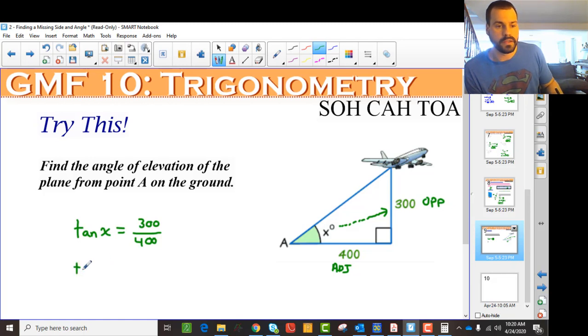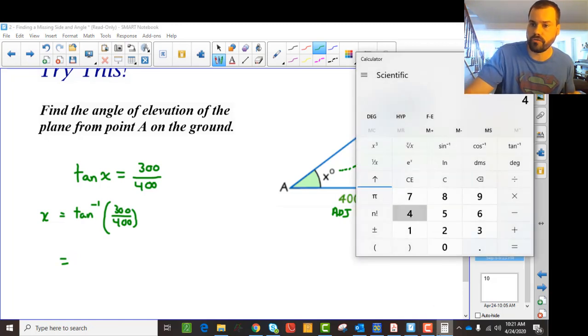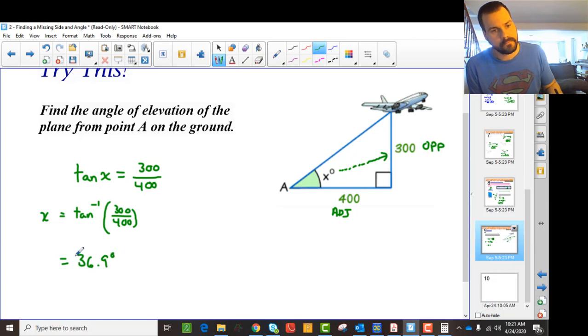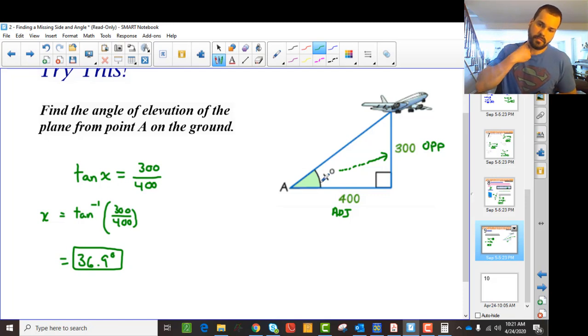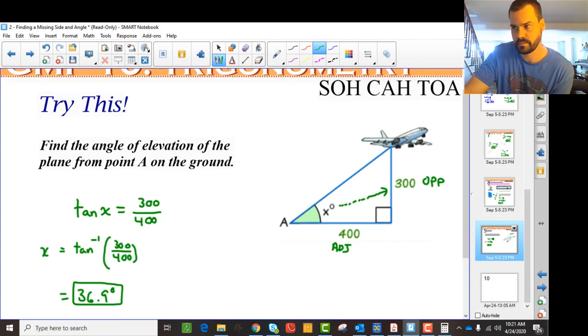And then what we do is we say x is the arctan, or the inverse tan, of that number, 300 over 400. So take my calculator. I'm going to take 300 divided by 400. That gives me 0.75, and then I'm going to take the arctan of that, and it gives me 36.9 degrees. So the angle of elevation there, which is what I'm trying to find, is 36.9 degrees. So that's how you use trig to find a side, and how you use trig to find an angle. And I'm going to leave it at that, and you can get more exercises from your teacher.